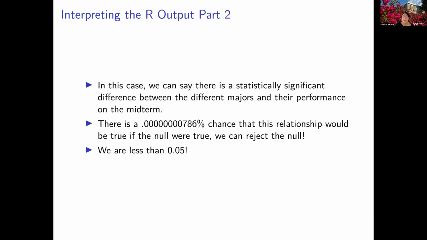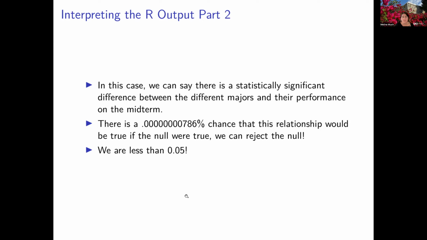So in this case, we can say there's a statistically significant difference between the different majors and their performance on the midterm. We can't at this point say anything about what that difference is between the different groups. We'll have to move into a different statistical test, but we know that there is some evidence that these different classes perform differently on their midterm. So we have some tentative evidence.